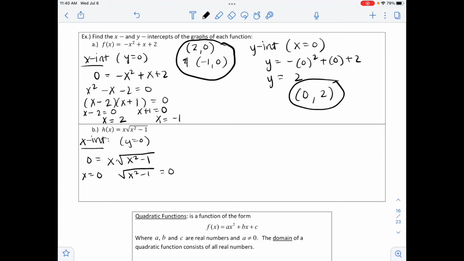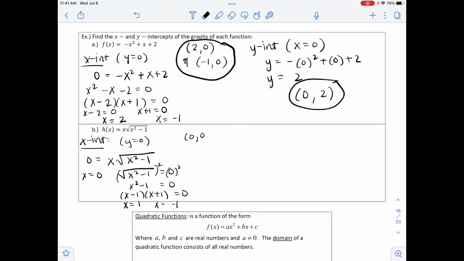The first one is already solved for us. For the second one, I'm going to square both sides. Remember, whatever you do to one side, you need to do to the other side. So we have x squared minus 1 equals 0. This factors as (x minus 1)(x plus 1), that difference of squares. And solving this, we're going to get x is equal to 1 and x is equal to -1. So from this problem, we actually have 3 x-intercepts.